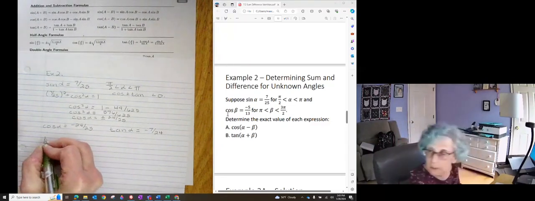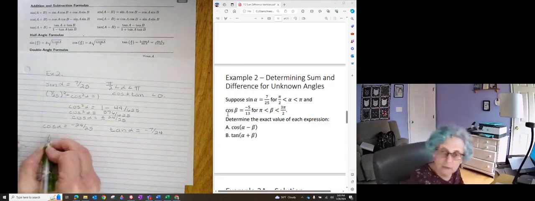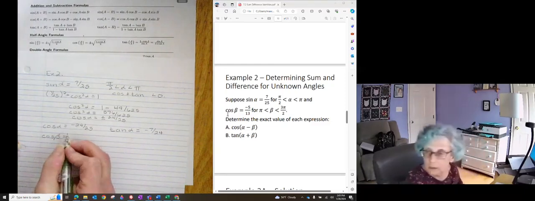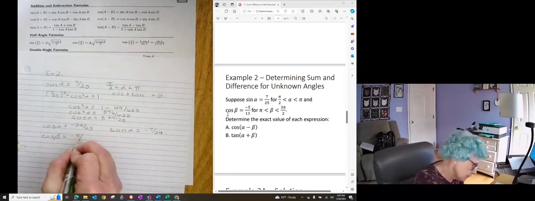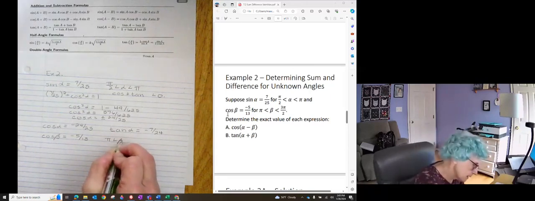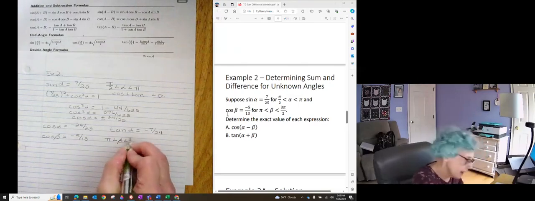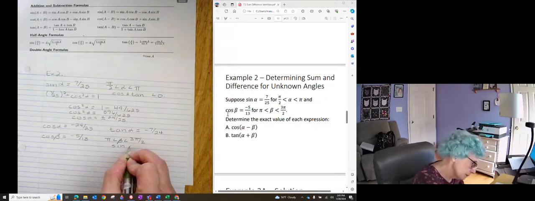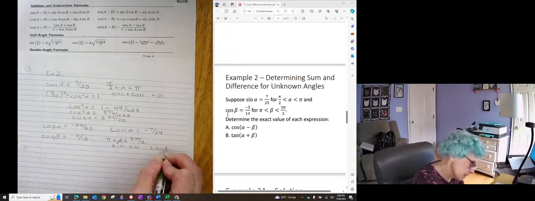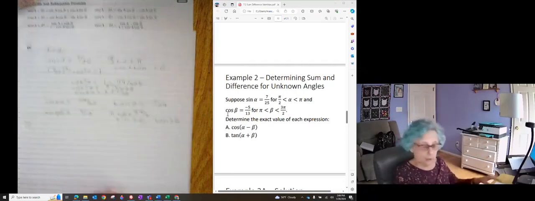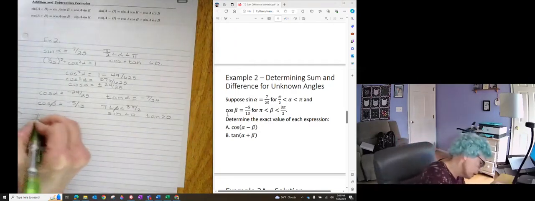Now let's look at beta. We have that cosine of beta is equal to negative 5 over 13, and pi is less than beta is less than 3 pi halves. That's quadrant 3. So sine is less than 0, and tangent is greater than 0, because cosine and sine are both negative. They have the same sign.